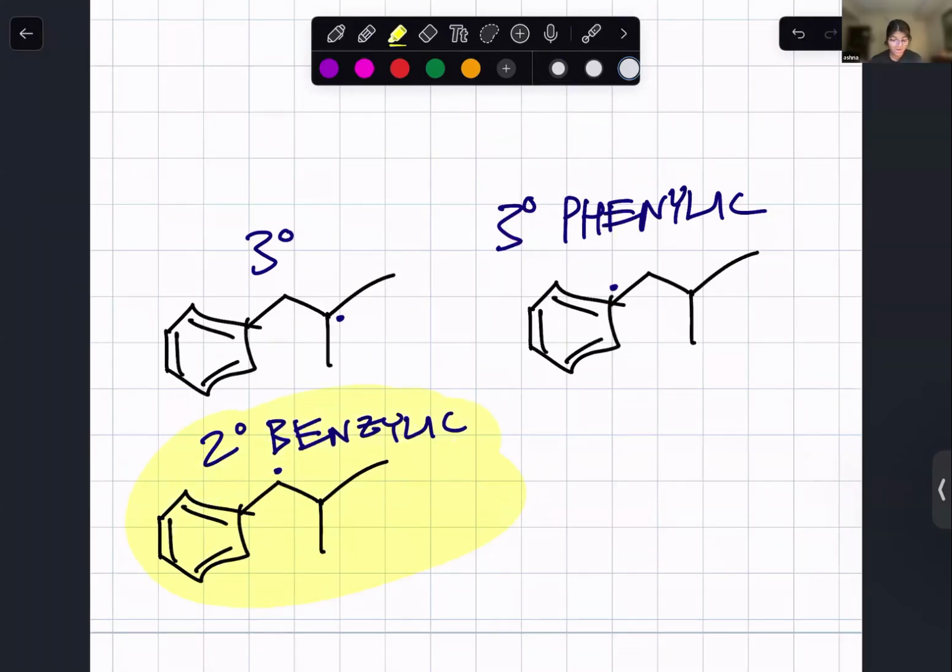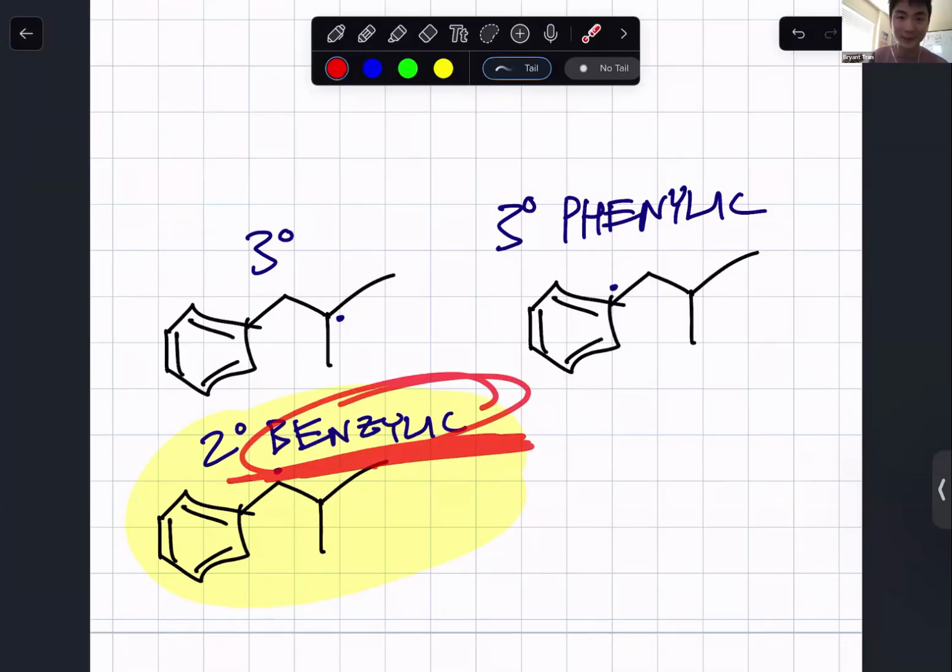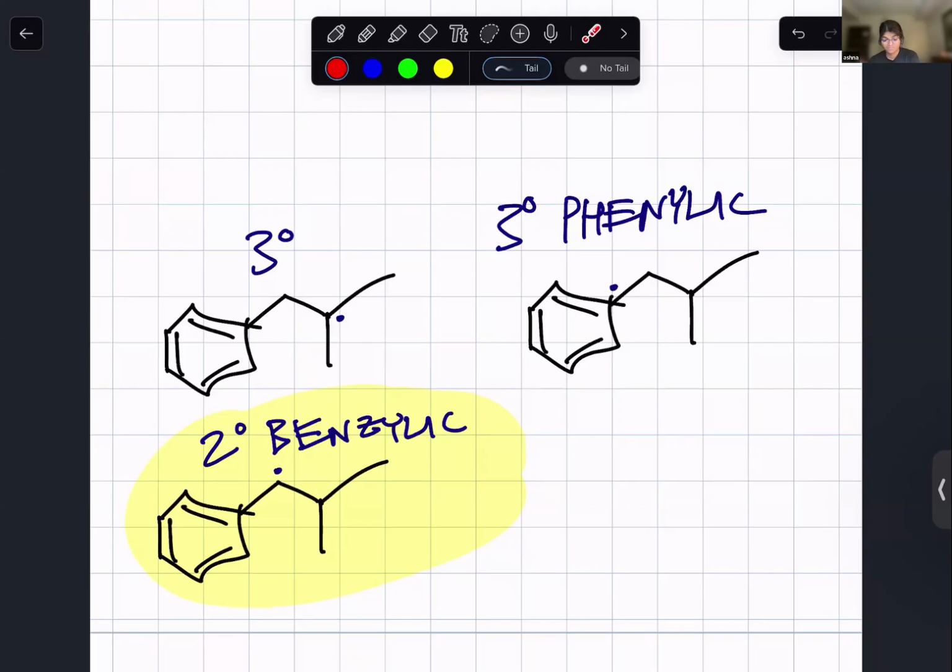And then B is definitely not because it's a methyl. It's a primary radical. Oh, it's a primary radical, so it's the least stable. And then A is a secondary radical. Yes, so secondary benzylic radical. Benzylic is the one that makes it more stable, right? It's right next to the benzene ring, right? Okay. Nice.